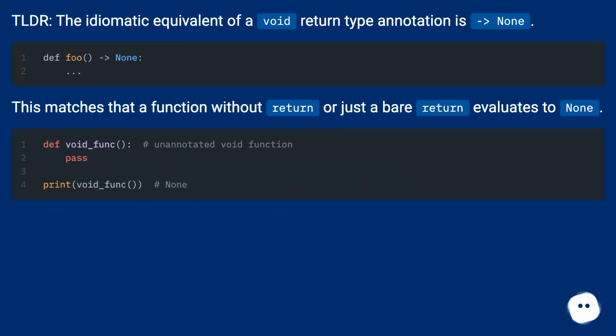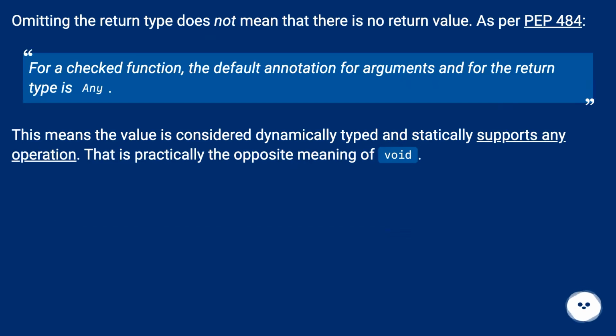TLDR. The idiomatic equivalent of a void return type annotation is None. This matches that a function without return, or just a bare return, evaluates to None. Omitting the return type does not mean that there is no return value. As per PEP 484, for a checked function, the default annotation for arguments and for the return type is Any. This means the value is considered dynamically typed and statically supports any operation. That is practically the opposite meaning of void.